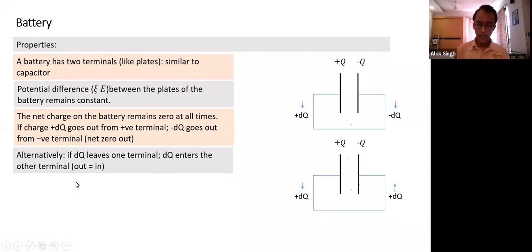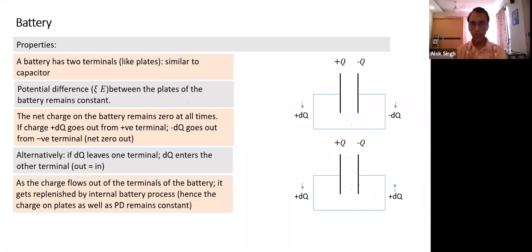What happens in case of a battery? That's what the internal electrolyte or internal system does. As soon as the charge flows out from the terminals of the battery, the mechanism replenishes the charge. So the internal mechanism of the battery, the moment charge dq flows out, supplies the same amount of charge to the positive plate and similarly to the other plate. So what is the role of the battery? It maintains the charge on the two plates as plus Q and minus Q. Since the charge is maintained, the potential is maintained. How does it maintain it? By supplying the charge which is flowing out.